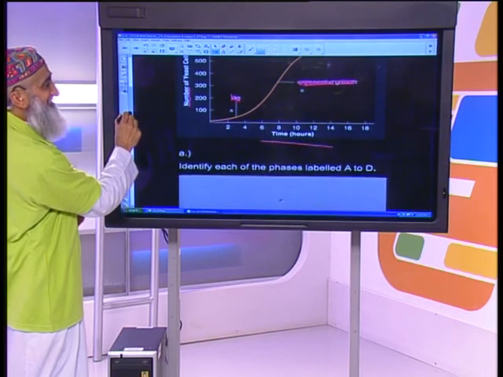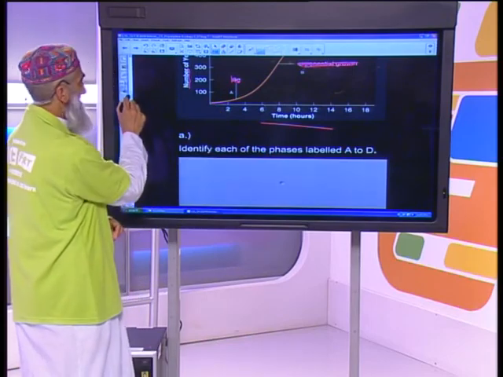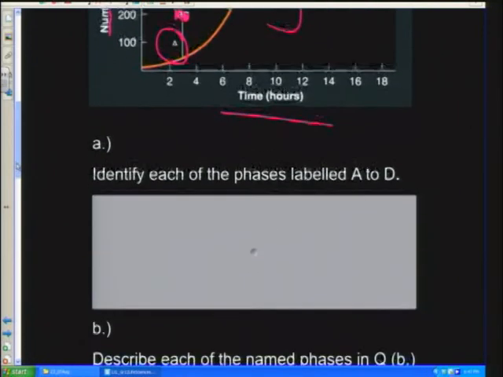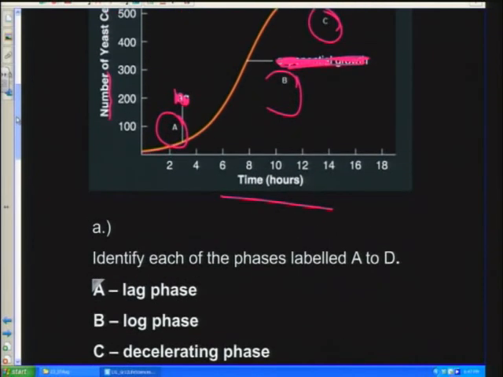Good. All right. Identify each of the phases labeled A to D in this graph. A, B, C, and this would be D here on top. This one here, D. Good. Let's see. A, and we can label it on here. A is the lag phase. There. A is the lag phase. B, look at the growth. Exponential growth phase.